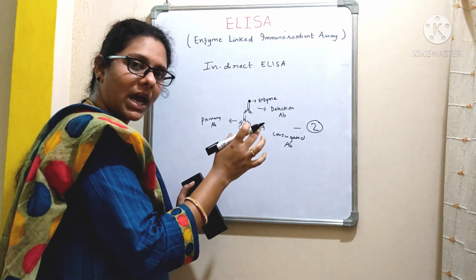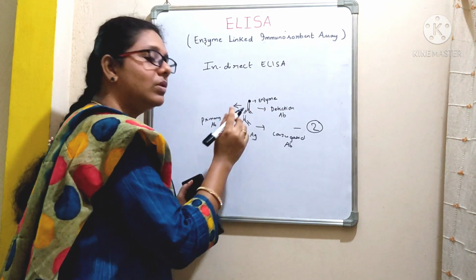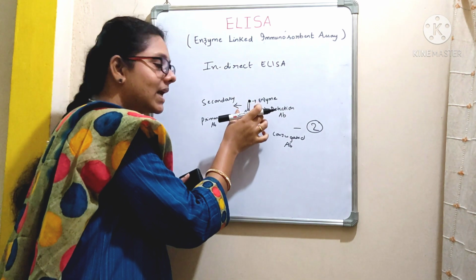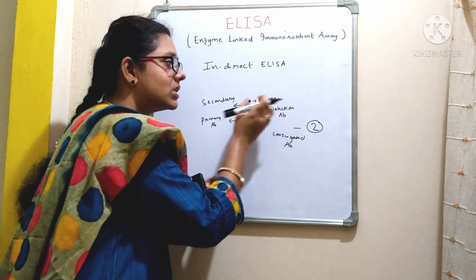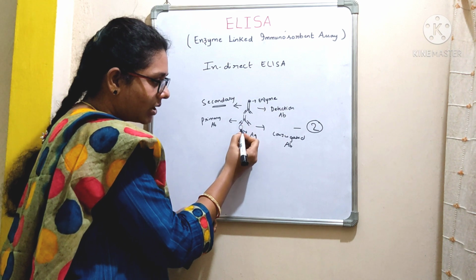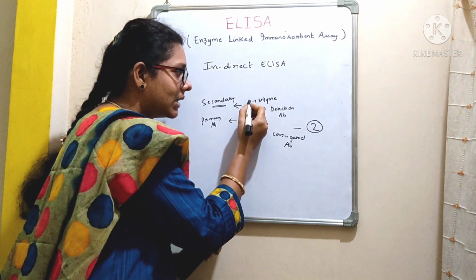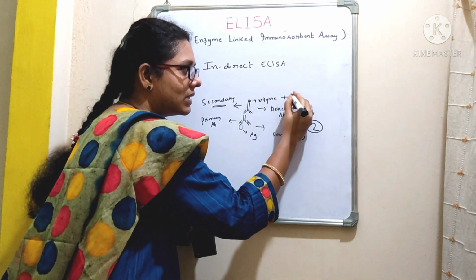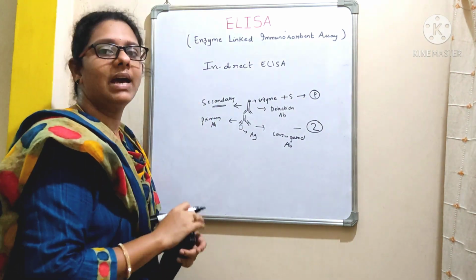After you add the primary antibody, it will go and bind with the antigen, right? Then you have to add the secondary antibody. This secondary antibody is specific to the primary antibody, and it is conjugated with the enzyme. You can clearly make out here, this primary antibody got attached to the antigen and this secondary antibody got attached to the primary antibody, and this secondary antibody is conjugated with the enzyme. When you add a substrate, that will react with this enzyme, giving rise to a colored product. This is how you can detect with the help of indirect ELISA.